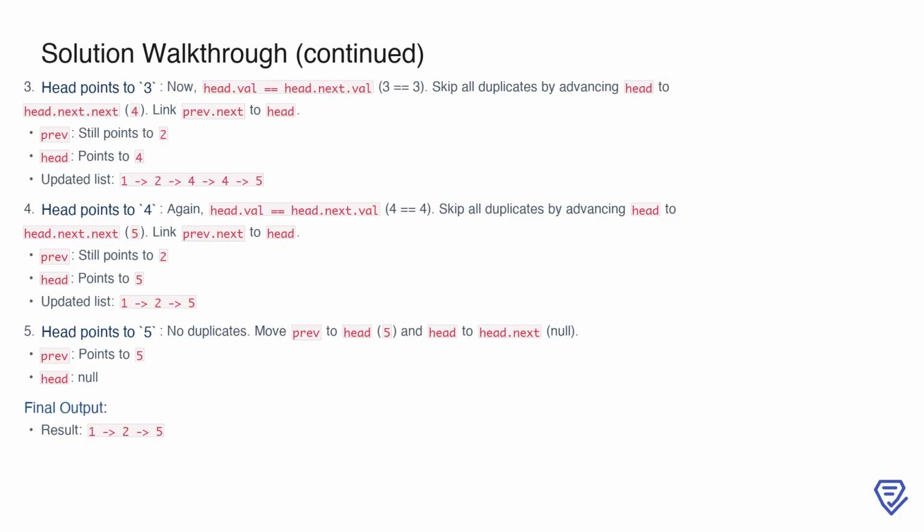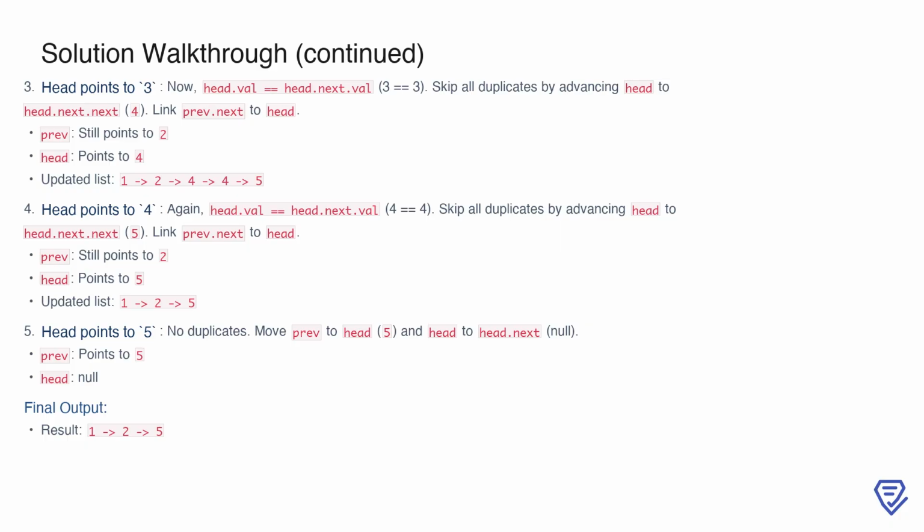1-2-4-4-5. Next, head now points to 4, where we see another duplicate since head.val equals head.next.val, 4 equals 4. Again, we skip all duplicates by advancing head to head.next.next, which brings us to 5. We link prev next to head, removing 4 from the list. The updated list is now 1-2-5.